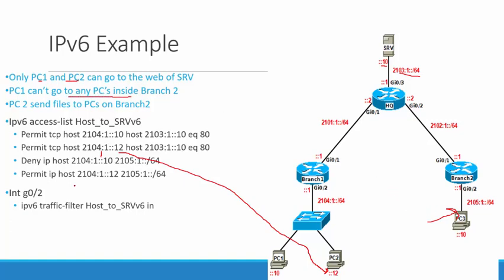And then we want to permit PC2 to go there. Permit IP host 2104:1:12 going to this LAN, 2105:1::/64. And again, just notice we use a prefix length instead. If I knew that the files I was sending were through FTP, I could have done an EQ FTP, correct? So that's one thing we could do.